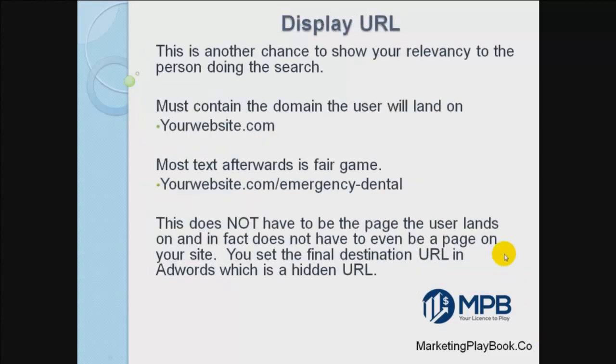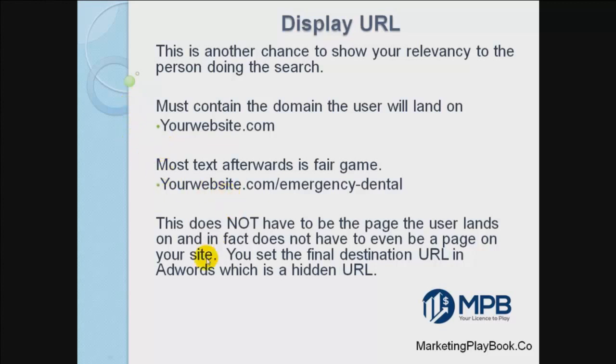So the display URL is something that's oftentimes overlooked by an individual, and you have 35 characters that you've got to use in that line. So oftentimes you're going to put in your website.com, and you'll see that most commonly on a lot of places. Well, you can put in text after that as well, and this isn't the actual landing page that the individual is going to land on. That is in your final destination URL. This is just the display URL.